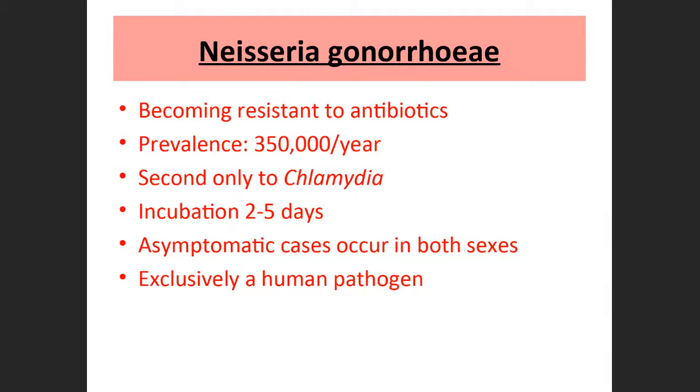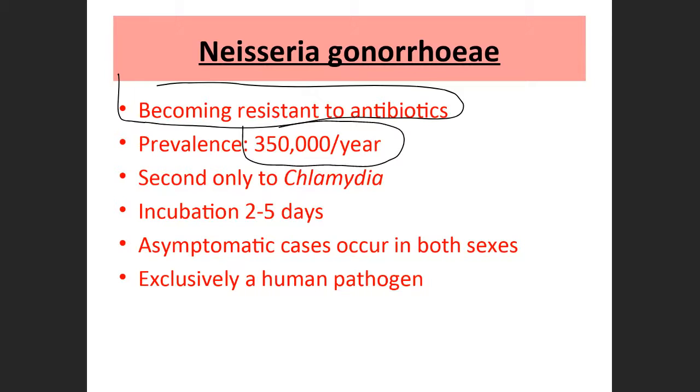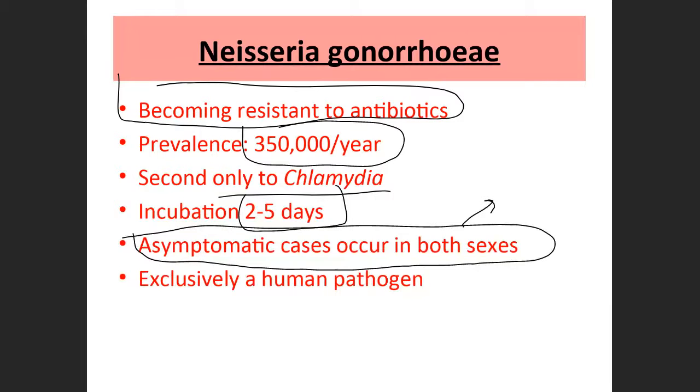They're becoming resistant to antibiotics. Prevalence: we have 350,000 new cases each year, second only to chlamydia. It has an incubation of 2 to 5 days. Asymptomatic carriers are found in both sexes, but especially in females. Most females are asymptomatic carriers. Humans are the only host.